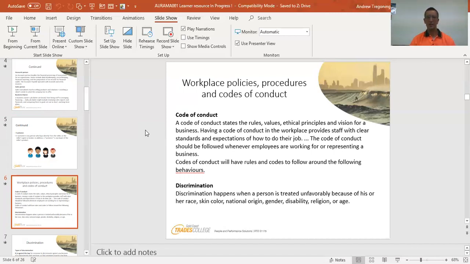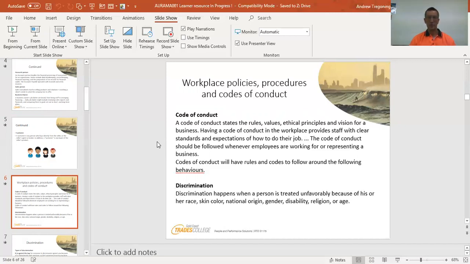Having a code of conduct in the workplace provides staff with clear standards and expectations of how to do their job. The code of conduct should be followed whenever possible, and should be followed when employees are working or representing a business. A code of conduct will have the rules around all sorts of different behaviours, such as discrimination.